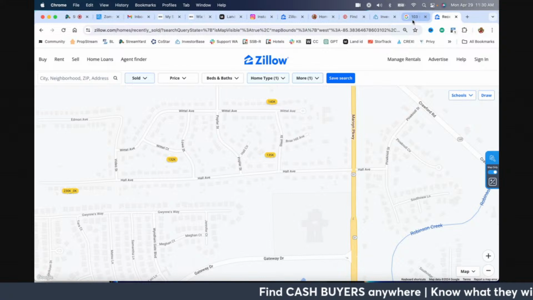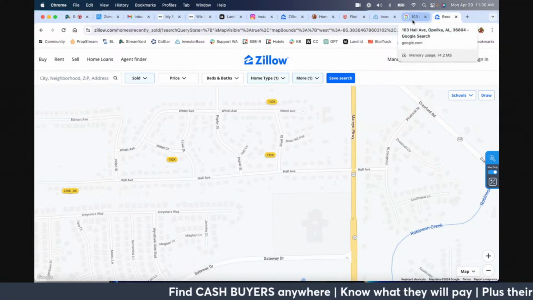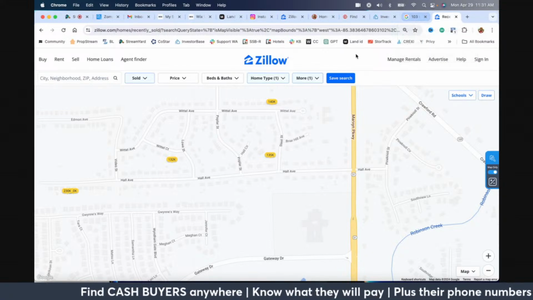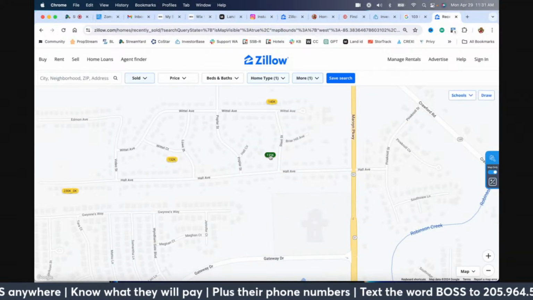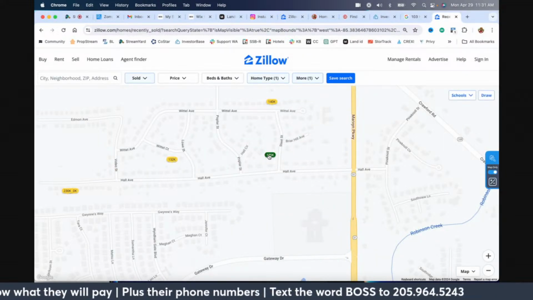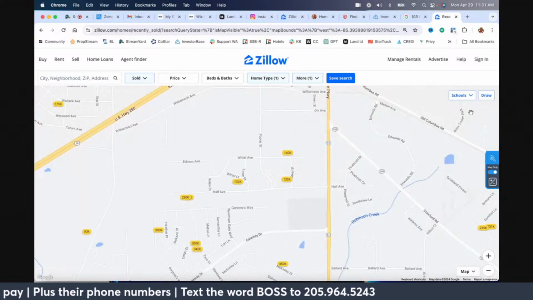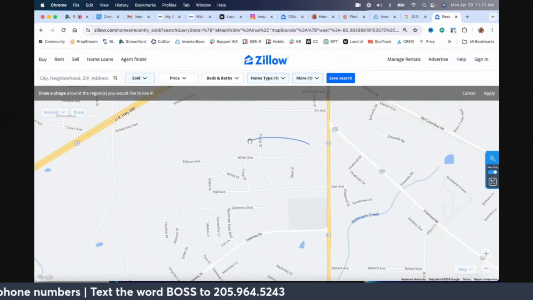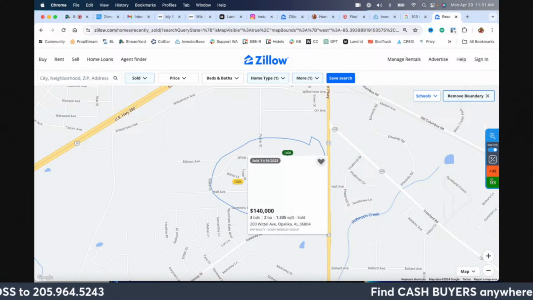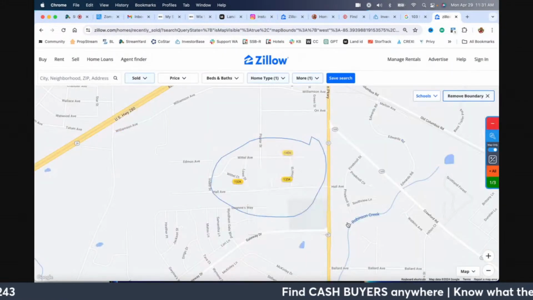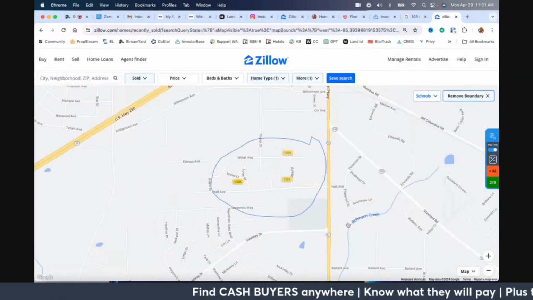What was the street? What was it? PD, you said? Oh, Hall Avenue. No, it's Hall Avenue. So we're right here. I'm gonna go ahead and just add these 3 right here. But they're asking for a price on this. We'll add those 3. Actually, they're asking over for a price.